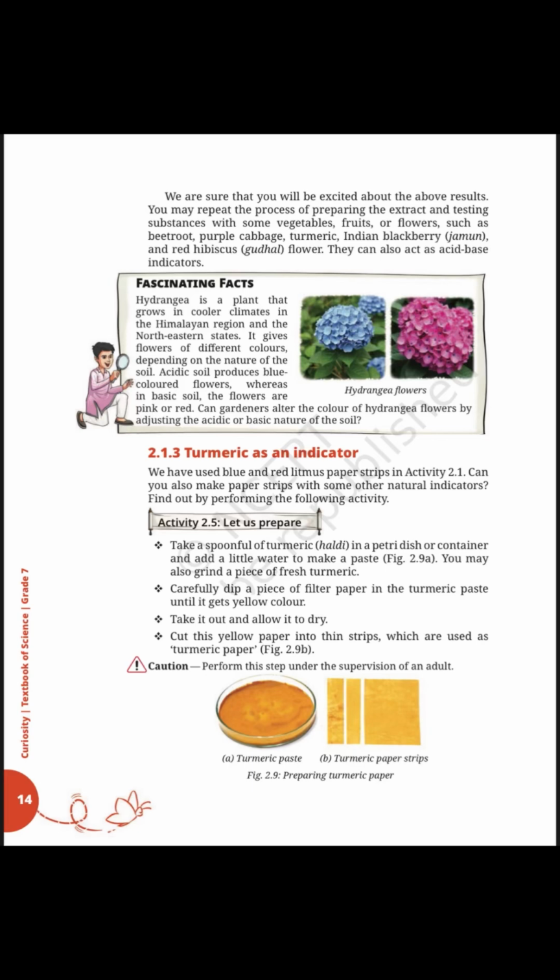Take a spoonful of turmeric (haldi) in a petri dish or container and add a little water to make a paste. You may also grind a piece of fresh turmeric. Carefully dip a piece of filter paper in the turmeric paste until it gets a yellow color. Take it out and allow it to dry. Cut this yellow paper into thin strips, which are used as turmeric paper. Caution: perform this step under the supervision of an adult.